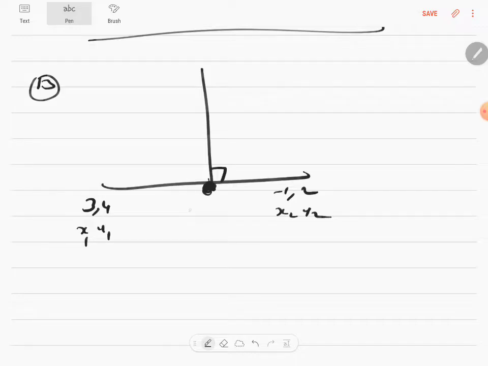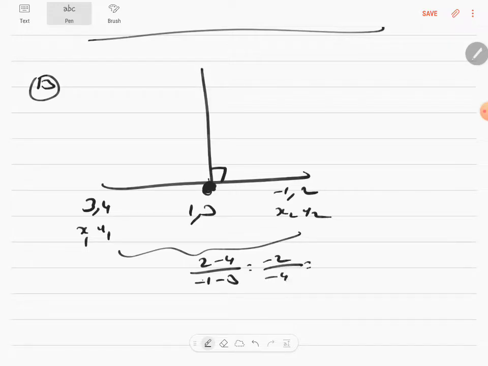So 2 by 2, which is 1, and 4 plus 2 by 2, which is 6 by 2, which is 3, is the midpoint. You can find the slope of this line, which is y2 minus y1 by x2 minus x1, which is minus 2 by minus 4, which is 1 by 2. The slope of the perpendicular, therefore, is the opposite, so minus 2.